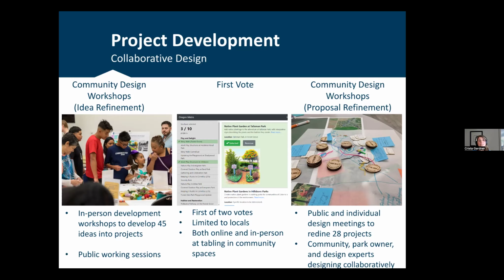In the first round in Washington County, the community voted then on the conceptual illustrations in between these 2 phases, and of 45 project ideas, chose 28 projects to move forward into the next phase of proposal refinement. Next slide, please.